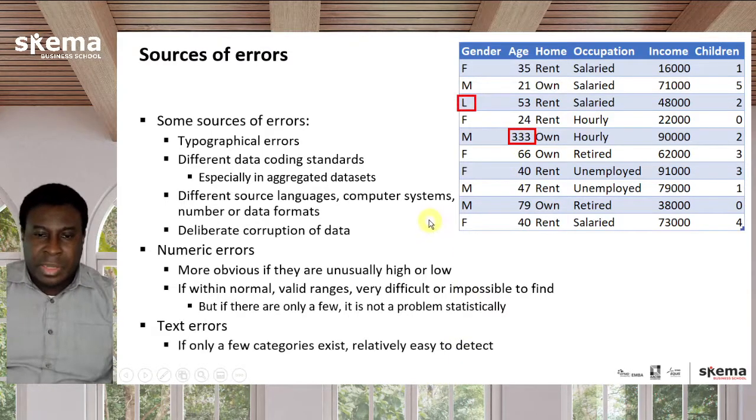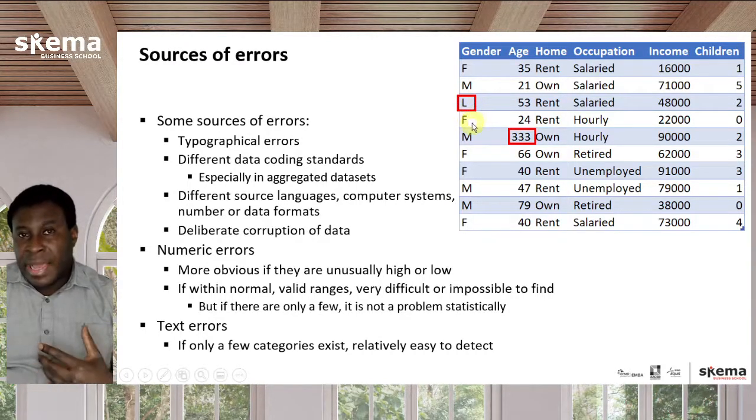The other error in this dataset is a text error, where for gender, which should be male or female, well, L, what exactly does that mean? If you have only a few categories, then it's relatively easy to detect those that stand out as errors. Yet this is also problematic in the sense of what is the true value. And so next we'll look at, once you've identified errors, how do you correct them?